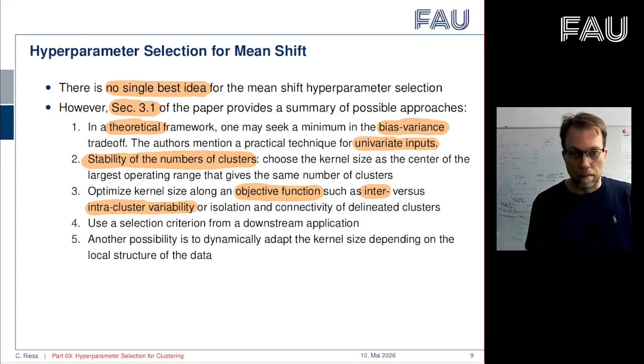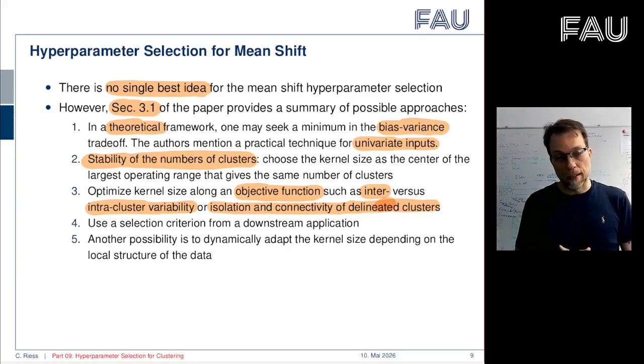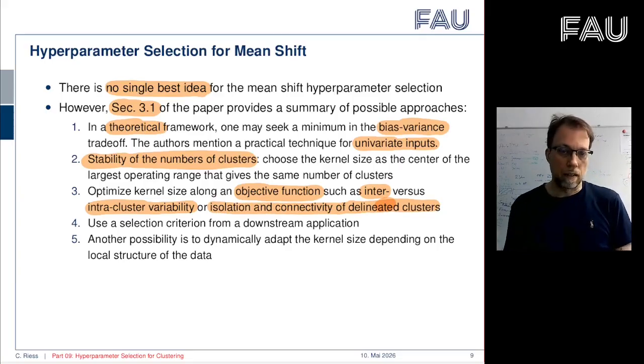Or you look at certain clusters, like how isolated are they, and set a threshold there. These are also heuristic measures. I'm just saying this. Okay.